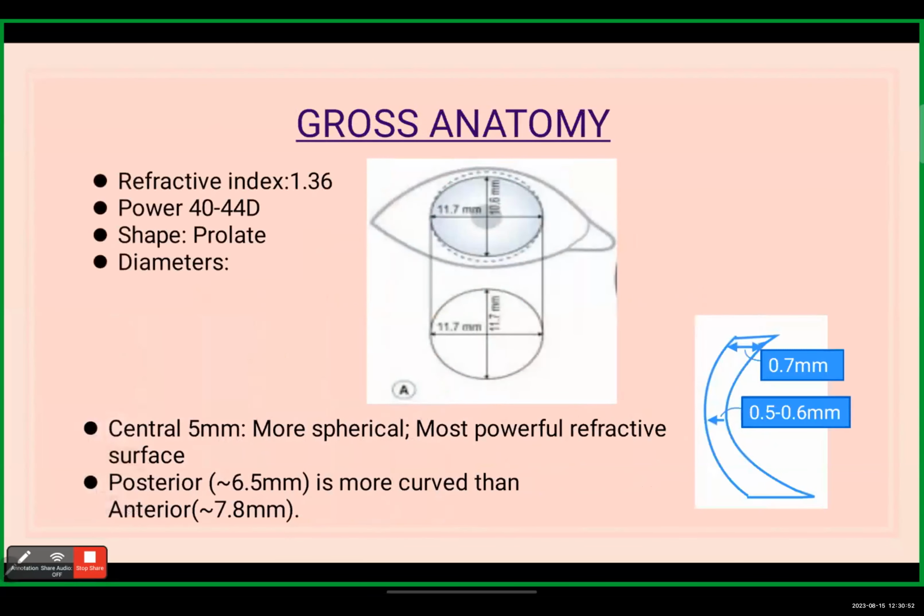Now, quickly brushing through the anatomy, as we all know, the cornea is not spherical, though it looks like it. It is prolate in shape, with the vertical diameter steeper than the horizontal one. It contributes the maximum power of the eye, that is 40 to 44 diopters, as compared to the total 60 diopters of the eye. The central 5 mm, being more spherical, is the most powerful refractive surface.